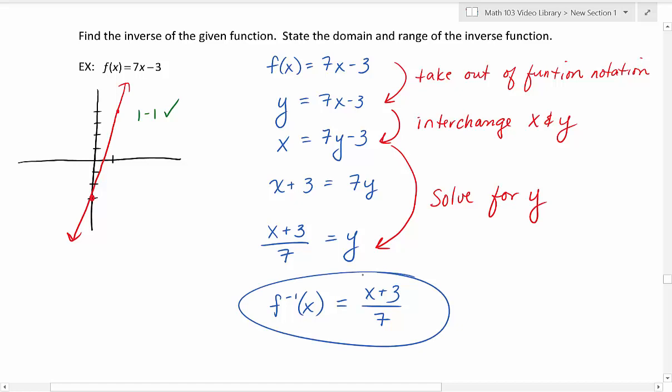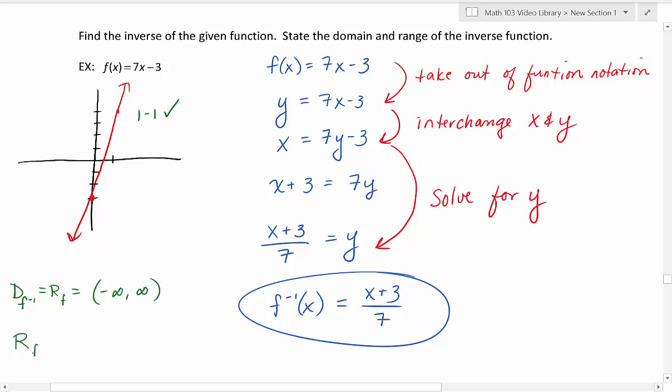We also need to state the domain and the range of the inverse function. We're going to use the fact that the domain of the inverse function is the range of the original, and the range of the inverse function is the domain of the original function. So the domain of our inverse function is the same as the range of our original. Let's take a look at the graph we drew and state the range. We have an arrow pointing down and an arrow pointing up with no breaks in the middle. That makes it negative infinity to positive infinity.